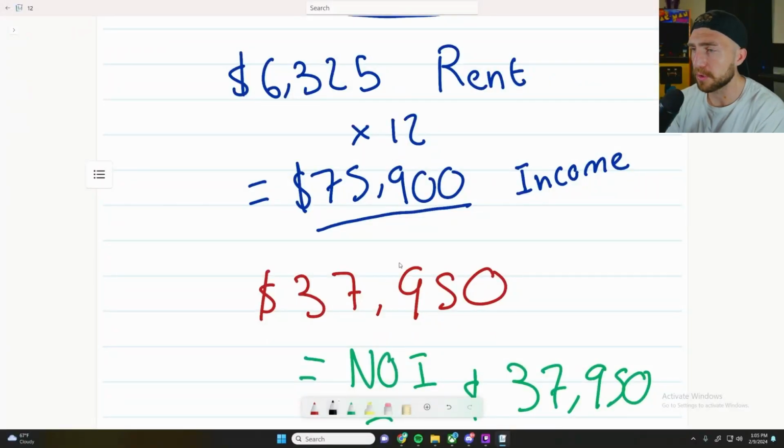Usually you want to say 0.3 to 0.5. 0.5 is being pretty conservative. I just use 0.5 because it's easy math and it's also very conservative. So if your numbers still work at 0.5, or 50% operating expenses, that's great, but you can use 0.3. So let's just try using 0.3 for example. So here are our numbers. Instead of 37,950, we're going to say 30% is expenses, and the other 70% is going to be net operating income. I'll quickly do the math and show you what that looks like.